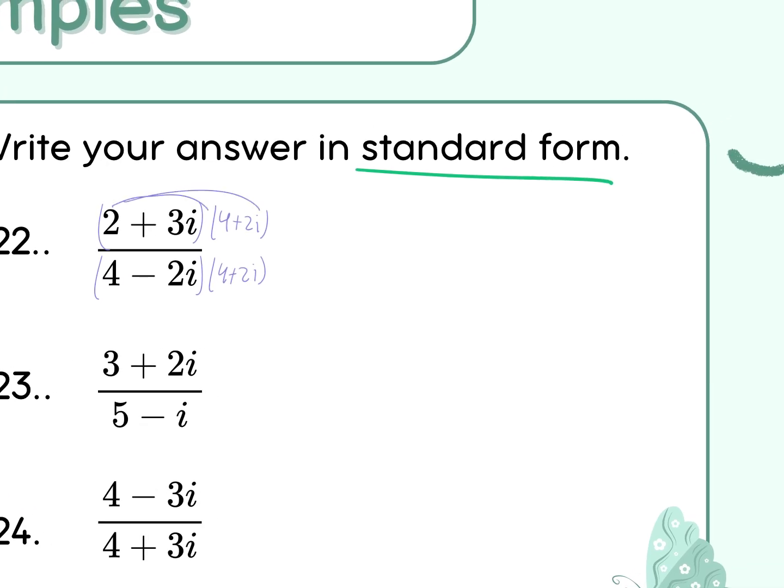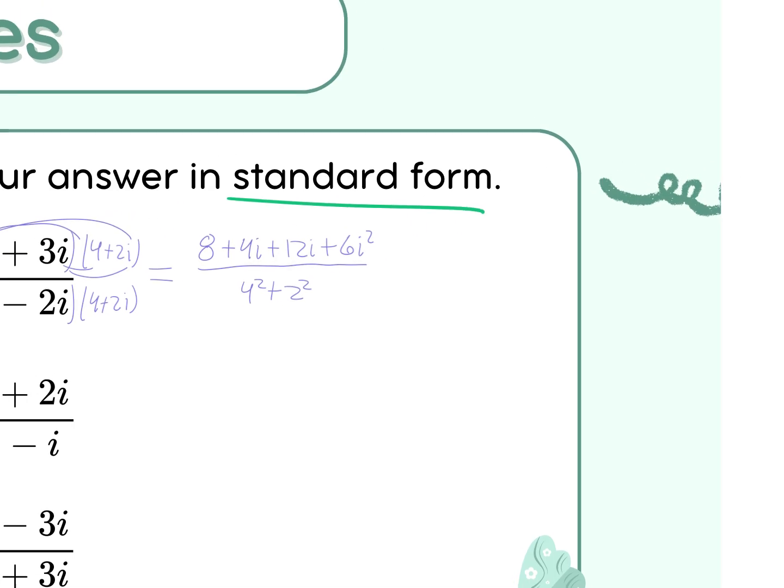It looks like on the top I can FOIL. And so 2 times 4 is going to get you an 8. 2 times 2i is going to get me a 4i. 3i times 4 is going to get me a 12i, and then 3i times 2i is going to get me a 6i squared. And then on the bottom, I can use my shortcut. a squared plus b squared is going to get me a 4 squared plus 2 squared.